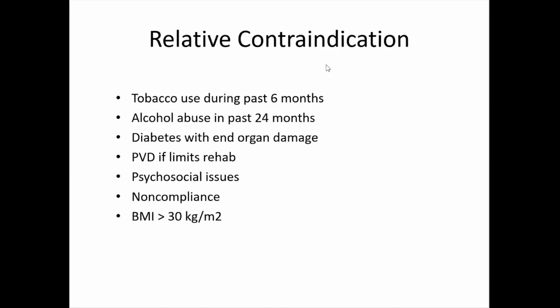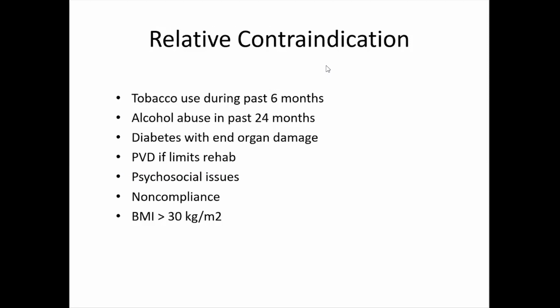There are some relative contraindications, for example, tobacco use, active alcohol abuse, diabetes with end organ damage, peripheral vascular disease, which will limit their activity and rehabilitation afterwards, psychosocial issues, non-compliance, or obesity, which has a cutoff that differs between centers, like more than 30 or 35, depending on who you talk to.